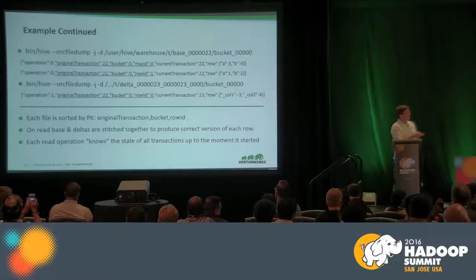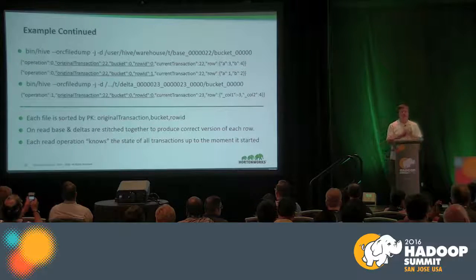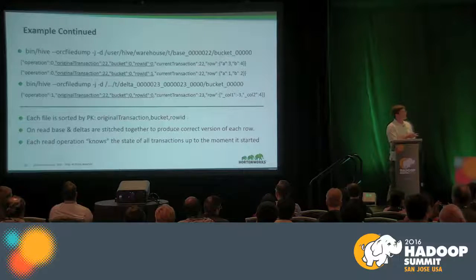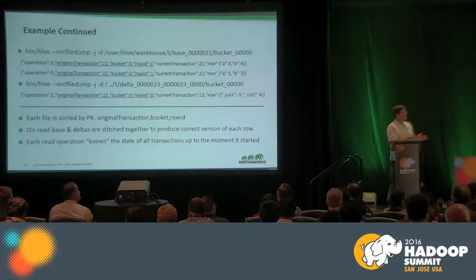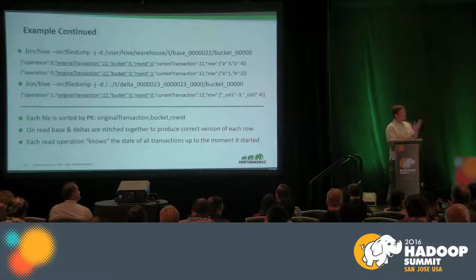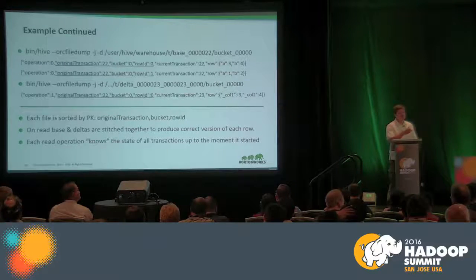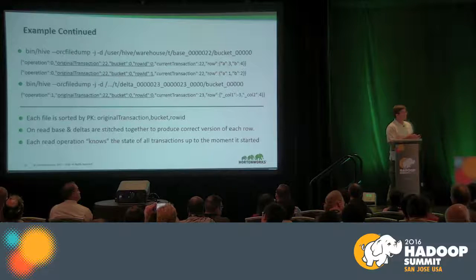The key thing to notice is this underlined portion. When data is first ingested into a table, every row gets assigned a unique primary key. And this primary key consists of 3 values. It consists of the original transaction, which is the transaction that initially created the row, then the bucket ID, which is where the row hashed to, and the row ID, which is essentially sequential numbering of the rows for a given transaction and bucket combination.